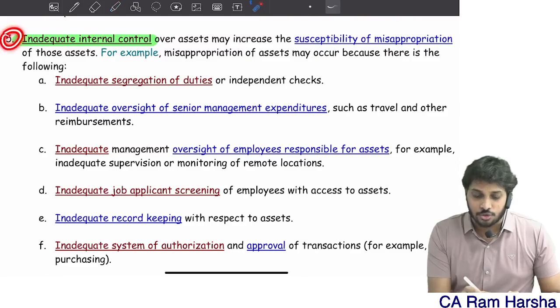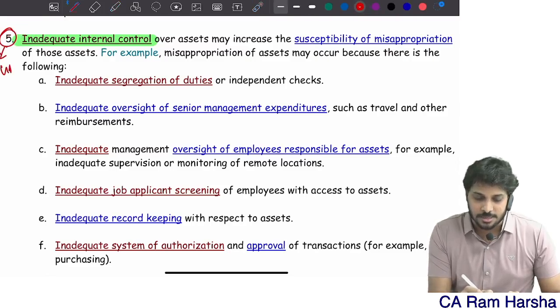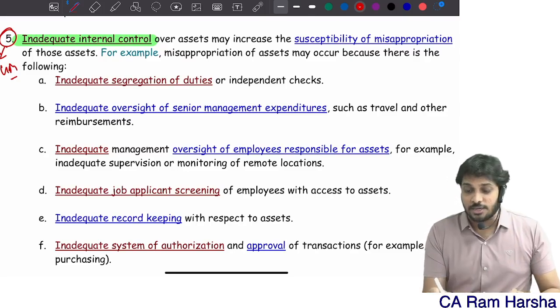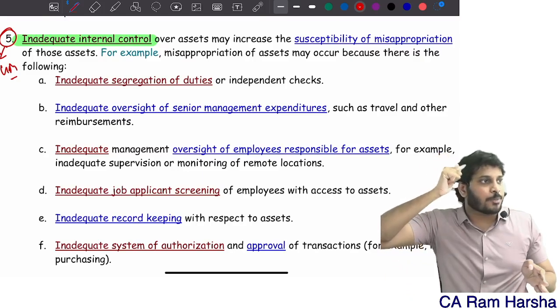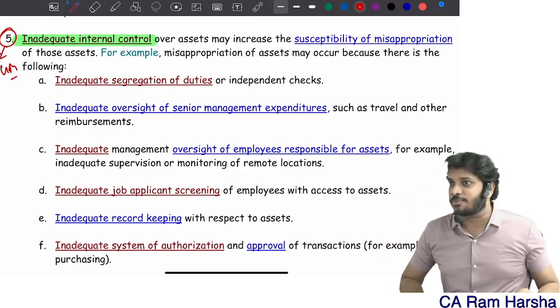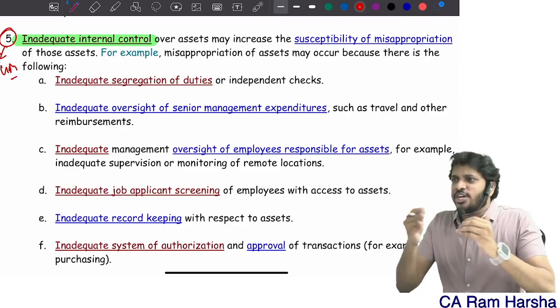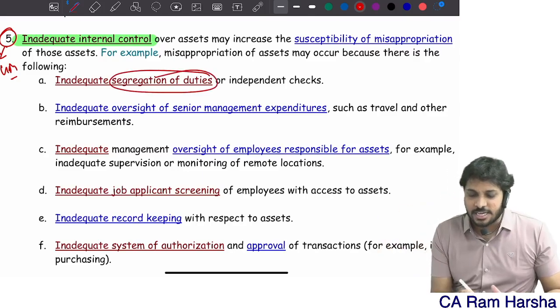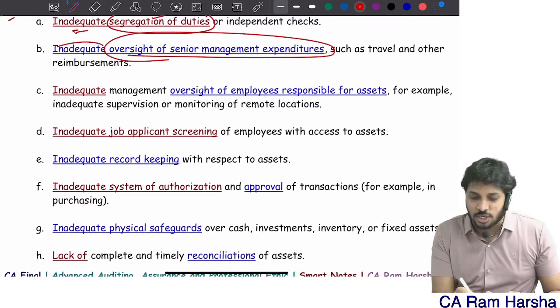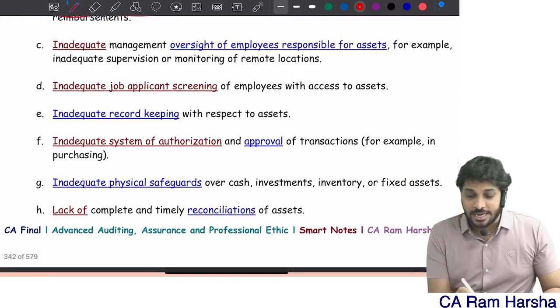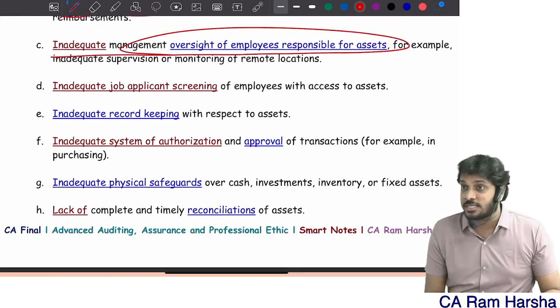Inadequate internal controls, very important. This was asked many times in the exam. If internal controls are inadequate, that could result in misappropriation of assets. What do you mean by inadequate internal control? Proper segregation of duties is inadequate. Senior management expenditure has no supervision. Inadequate oversight of employees responsible.